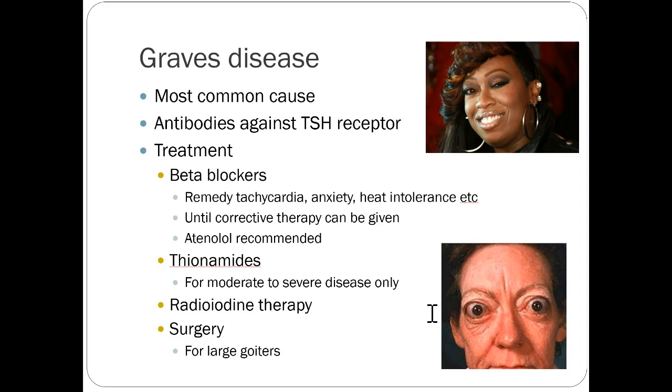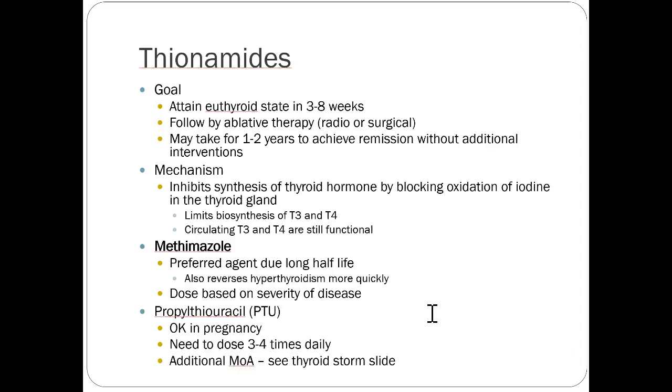Radioiodine therapy is an option, and surgery, if you have a large goiter causing it, that could be an option as well. Thionamides, our goal is to attain a euthyroid state in 3 to 8 weeks, followed by ablative therapy. It may take a couple years to achieve remission without additional interventions.